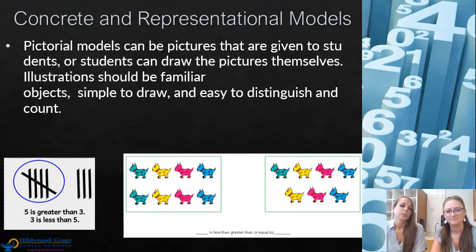We want to make sure that students are able to draw the pictures themselves and really use items that they're familiar with and easy to draw. So they don't need to draw the puppy dog that they see. They can draw circles, they can draw tallies, whatever is easiest for them. We just want to make sure that they're taking ownership and they're able to compare those sets themselves.